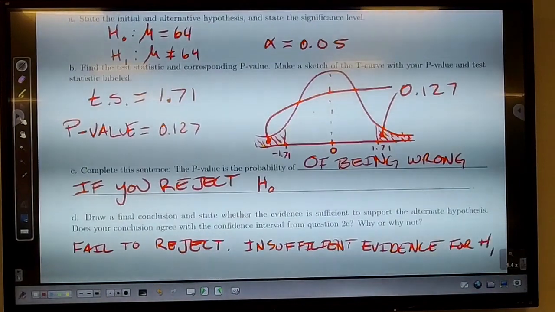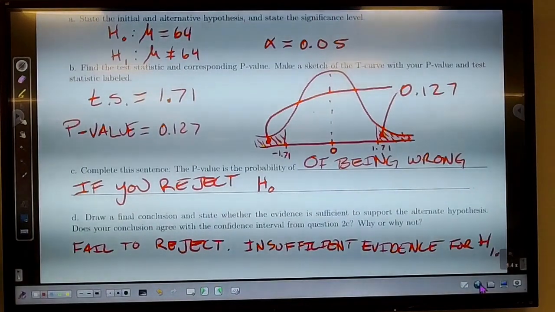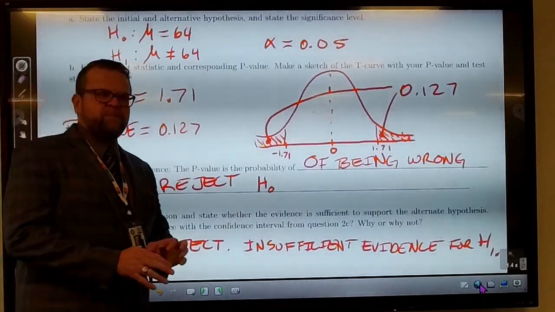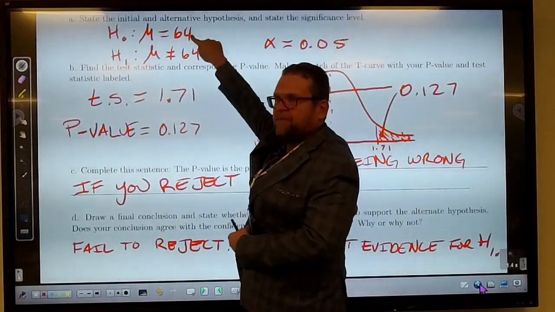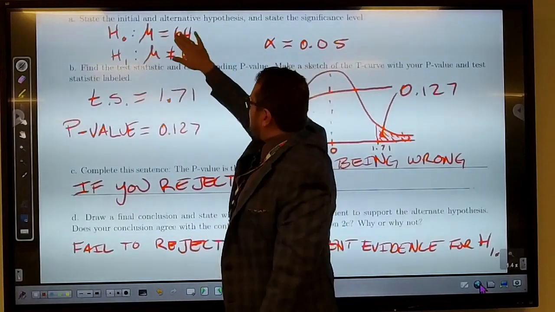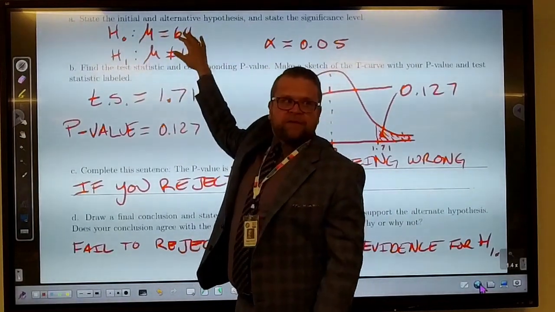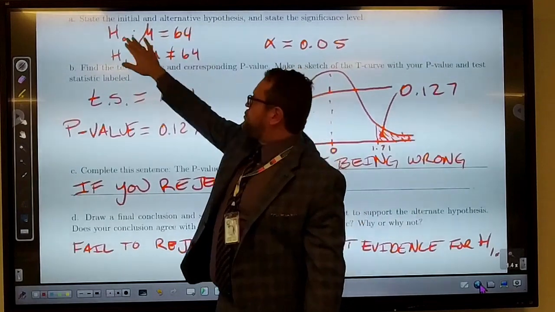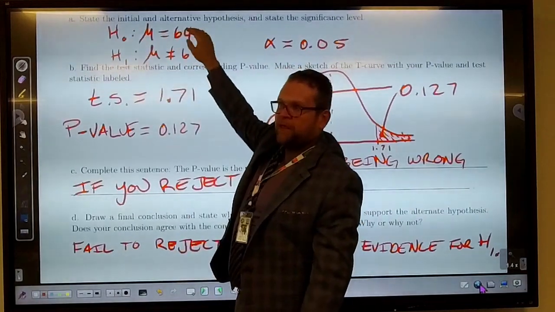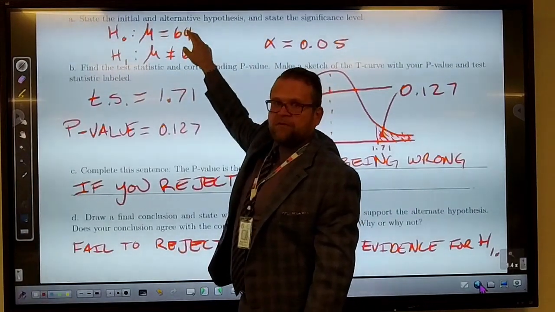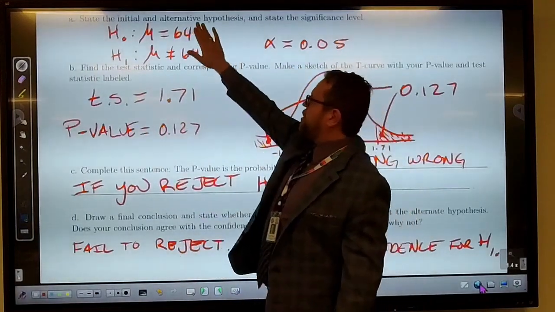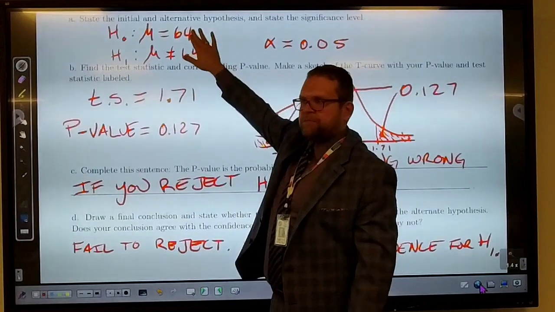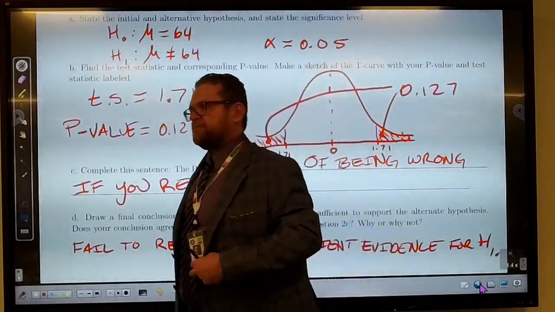Insufficient evidence for the alternate. Now look at what it is that I have failed to reject. This thing. I'm saying, you know what? I'm not going to reject this. It looks good to me. It's totally plausible that the mean height could be 64. That's what failing to reject is telling me. It's saying, I'm okay with this one. Can't find anything to contradict it.